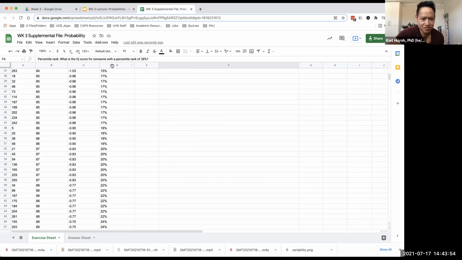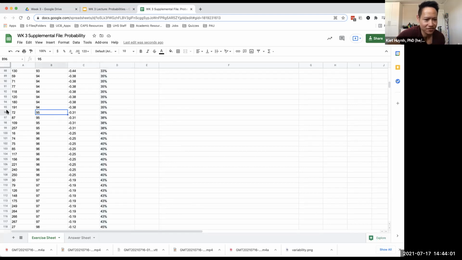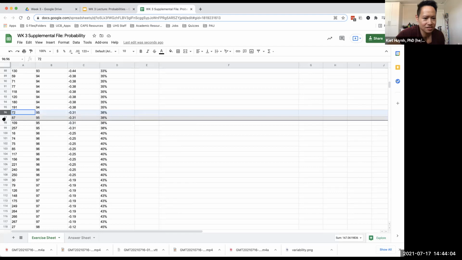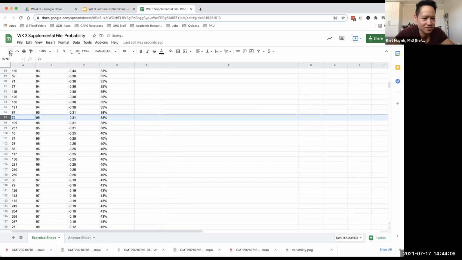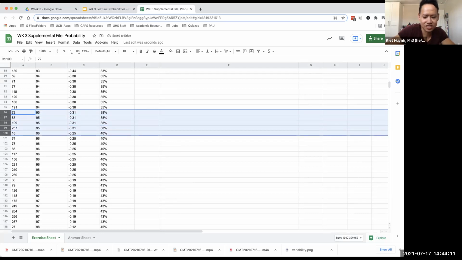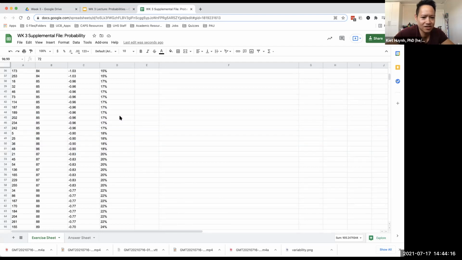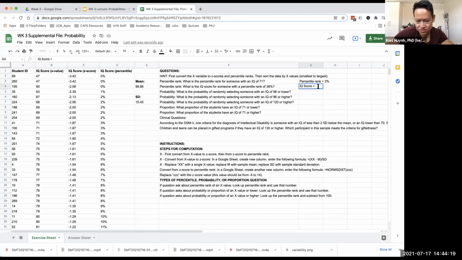So we look at this column here, the percentile rank column, 38%. Here it is. And then what is their IQ score? It's 95. So you see here, everyone who has a percentile rank of 38% has an IQ score of 95. So what is the IQ score for someone with a percentile rank of 38%? It is IQ score 95.